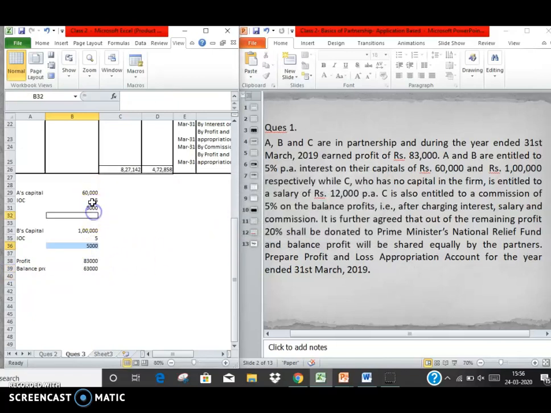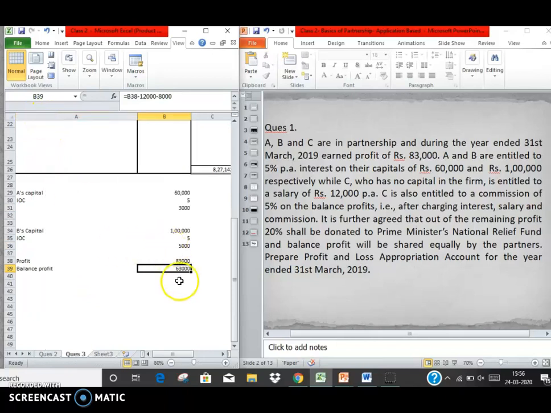This and this. This plus this is 8,000. So this is the balance profit. Now balance profit is 63,000. However, we have to deduct commission also.